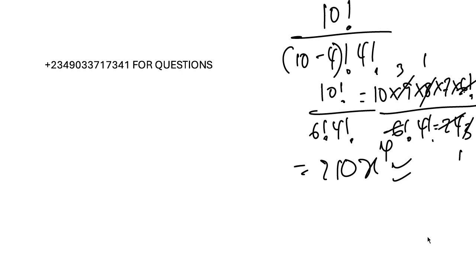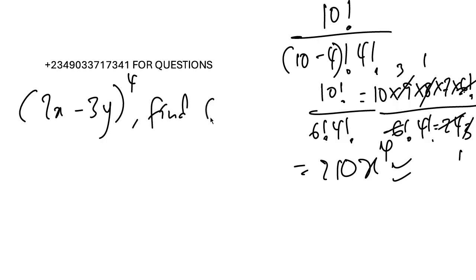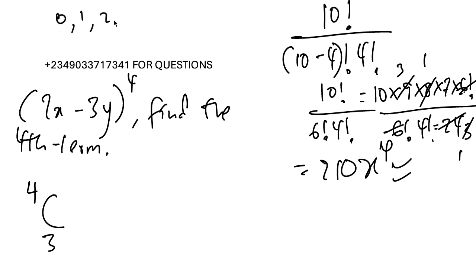Now I want you to solve this. If this came out in the exam, what will be your response? If you have (2x minus 3y) to the power 4, and the examiner says find the fourth term, what will be your response? Okay, pause and attempt. So it will simply be what? 4 combination 3.